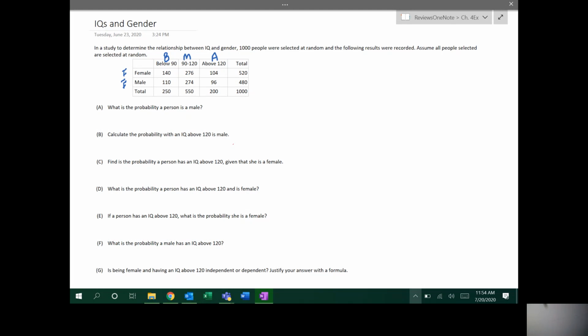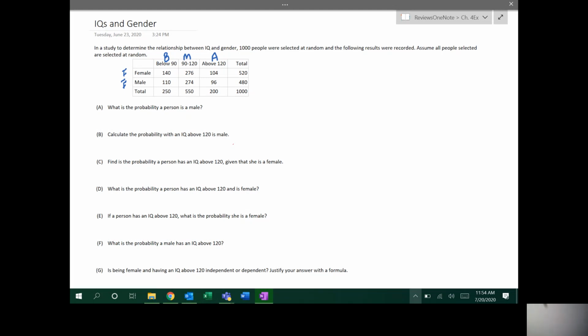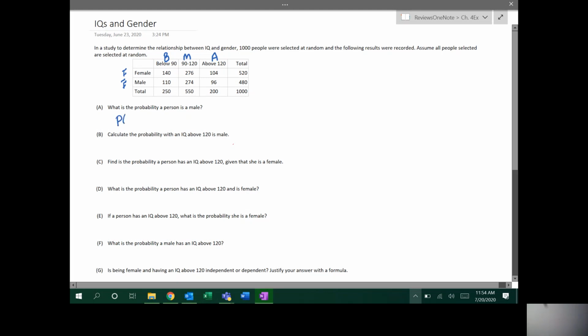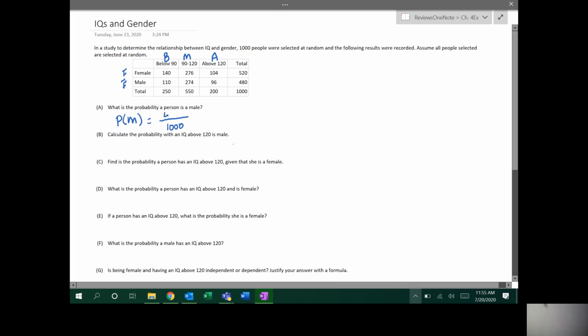Most of these, as I said, are probability questions. Part A is asking for the probability a person is male. I call this a one-set question because it only asks about males. It doesn't ask about females or anything about IQs or anything else. So you're just looking for the probability that they're male. These are some of the easiest questions. Most of your denominator for this question will have 1,000 or whatever that total is. And of those 1,000, 480 are male.